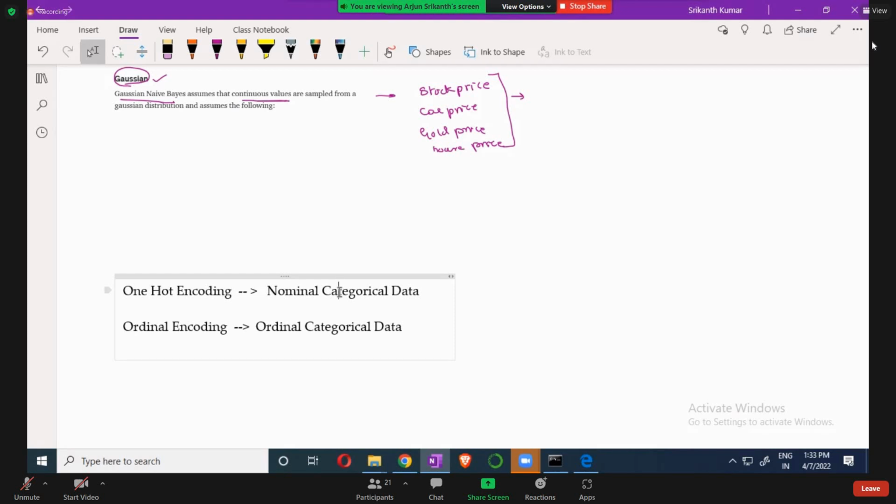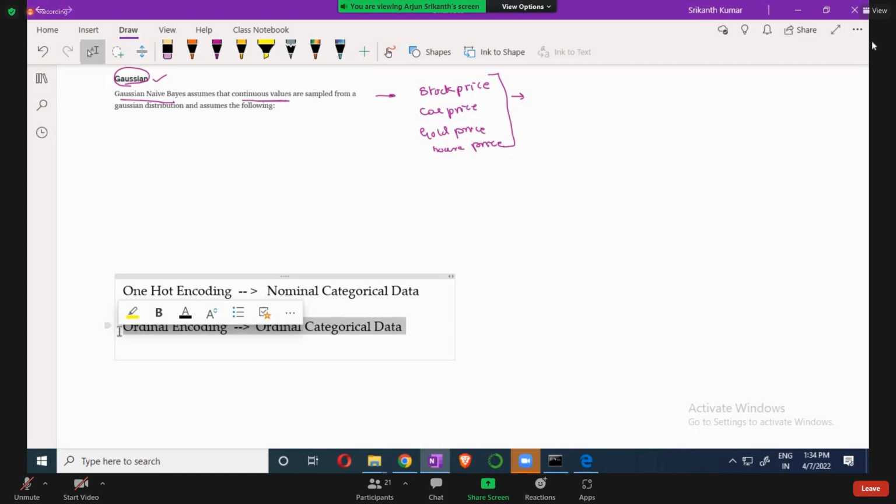Whichever is there, you will give 1. Otherwise, you will give 0, right? But in ordinal data, you will give it as 1, 2, 3, 4, right? That is for a limit. If there are 10 categories, you can give 1, 2, 3, 4 and so on. What if there is a very large amount of text, a very big text?